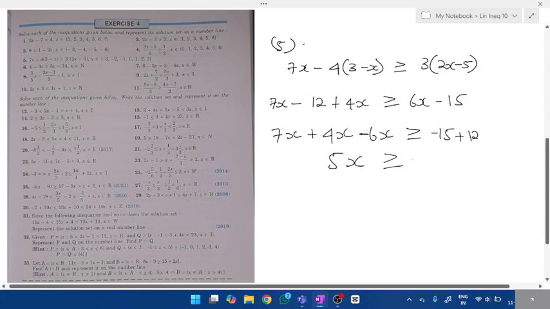5x. 5x is greater than, this side what do you get? Minus 3, sir. Yes, correct. Minus 5, 15 plus 12. Minus into plus is minus 3. 15 is greater than minus 3. x is greater than or equal to minus 3 divided by 5.